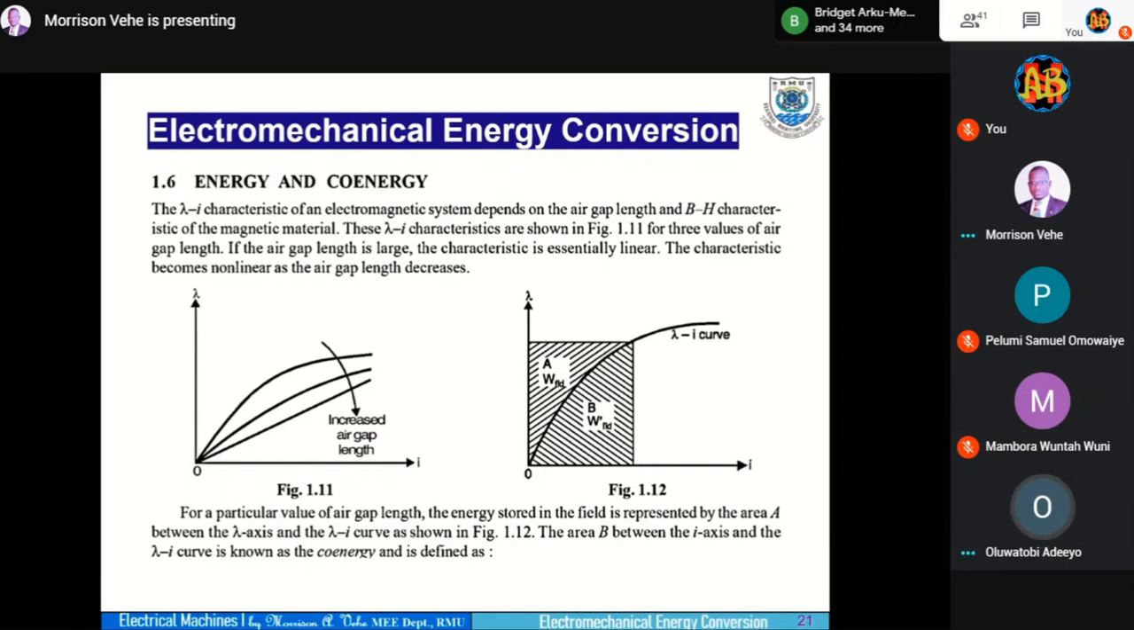As for the region of the air gap, it has increased compared to the first and the second one. Okay, that's fine. The first one is extremely nonlinear, because we have a decrease in the air gap length.